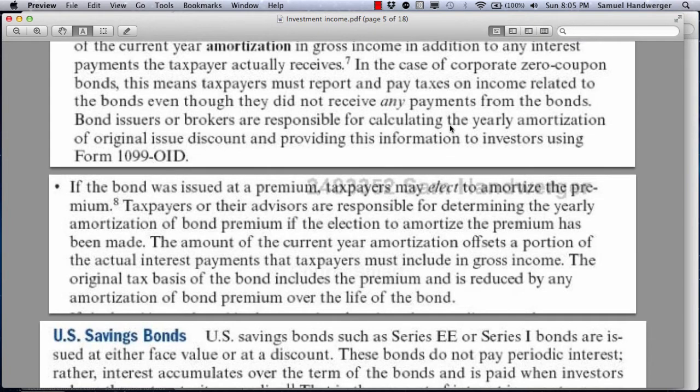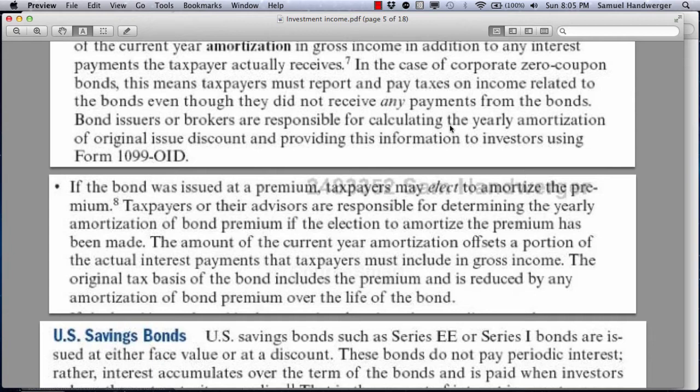If a bond was issued at a premium, taxpayers may elect to amortize that premium over the life of the bond, which reduces their earnings on the bond. You could do that. Or alternatively, if you don't, it'll offset any gain that there might be on the bond when it matures.